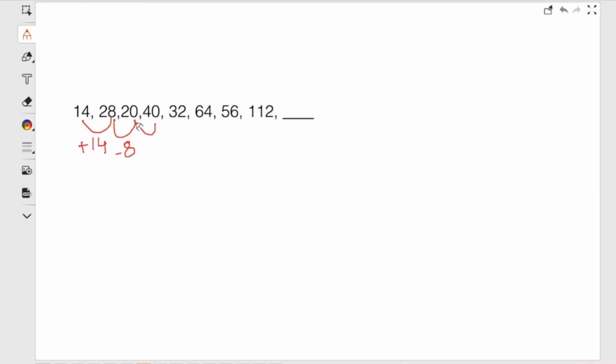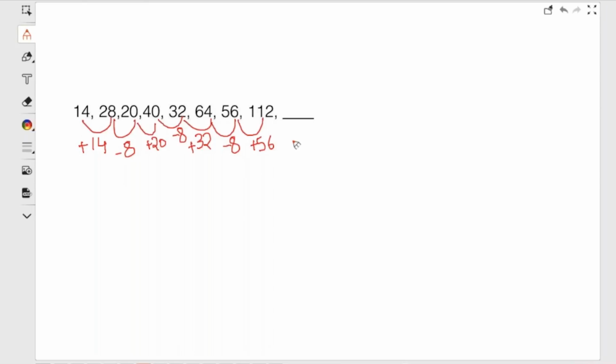Then the number decreased by 8. Here, 20 and 40. The number is increasing by 20, and here 40 and 32 means it's decreasing by 8. Again 32 and 64. What's the difference? That is 32. So the number is increasing by 32. And here the number is decreasing again, 64 and 56, by 8. So here again it is 56, and then it is increasing by 56. 112 minus 56 is 56. So 56 plus 56 gives us 112.